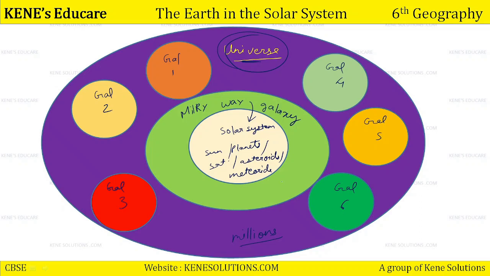I have just shown 6 or 7. Universe consists of millions of galaxies. One such galaxy is the Milky Way galaxy, and the Milky Way galaxy consists of all stars, clouds of dust, and the solar system as well. Okay, and the solar system has sun, planets, satellites, asteroids, and meteoroids. I hope this diagram made things a little more clearer.